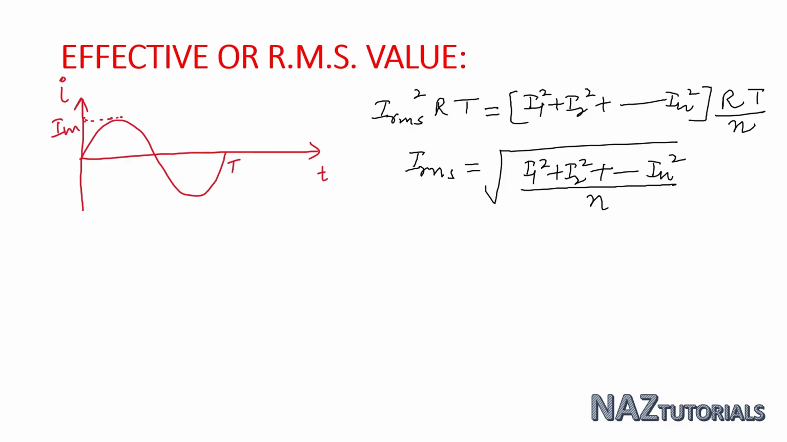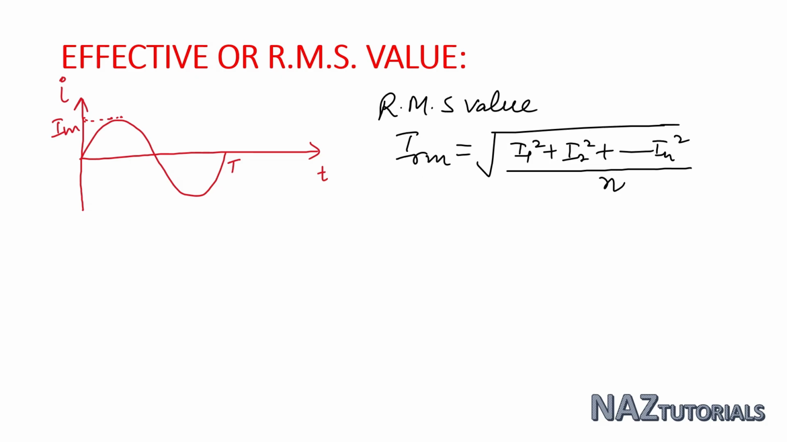So here you can analyze the RMS value is the mean of square values, that is I1 square plus I2 square up to In square divided by n, and the square root. So it is the root of the mean of square values. So you can easily calculate the RMS value of any alternating waveform by this formula, which is taken from the concept of heat. This RMS value can also be analyzed in the form of area.